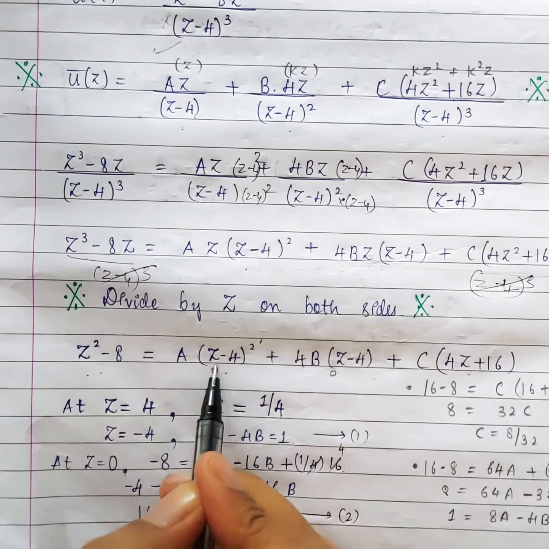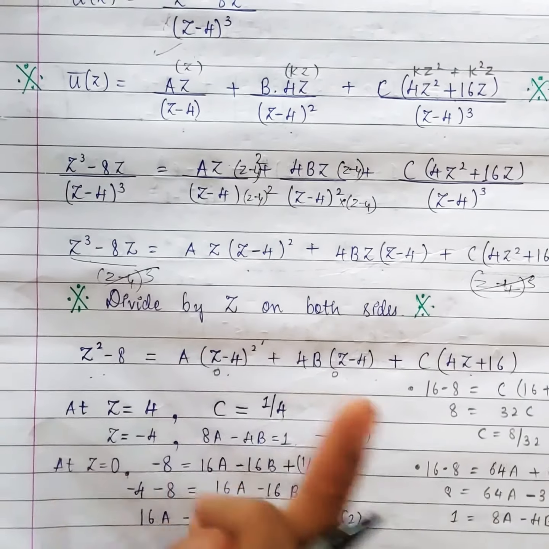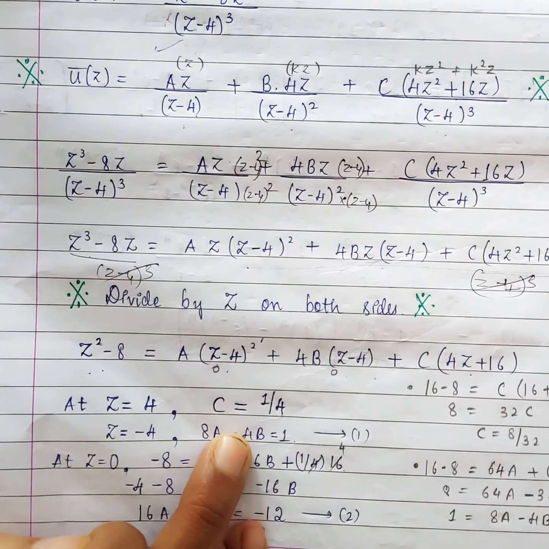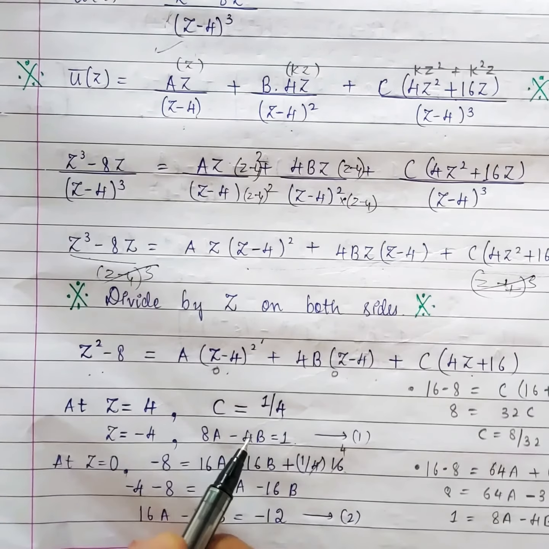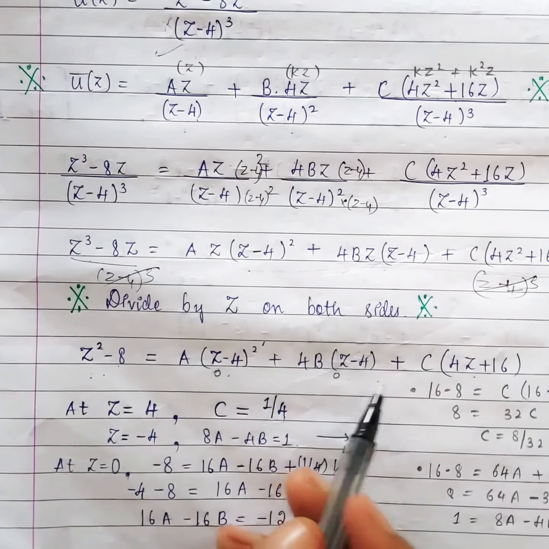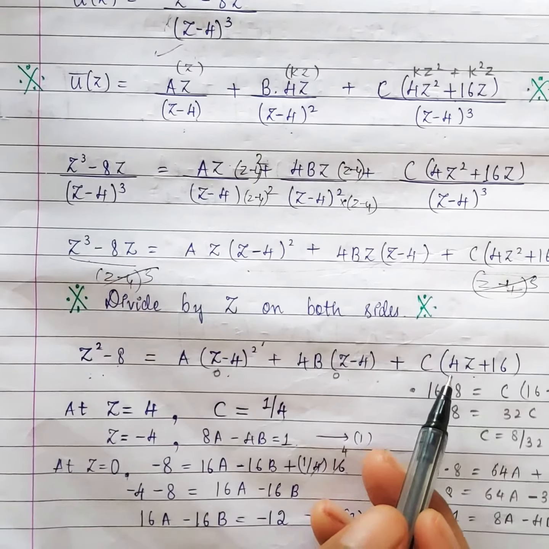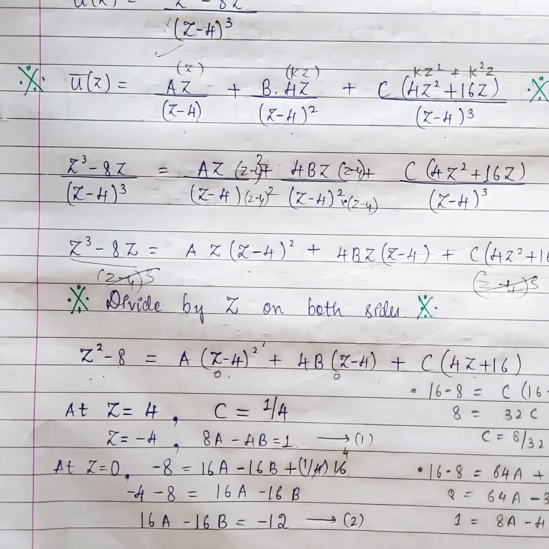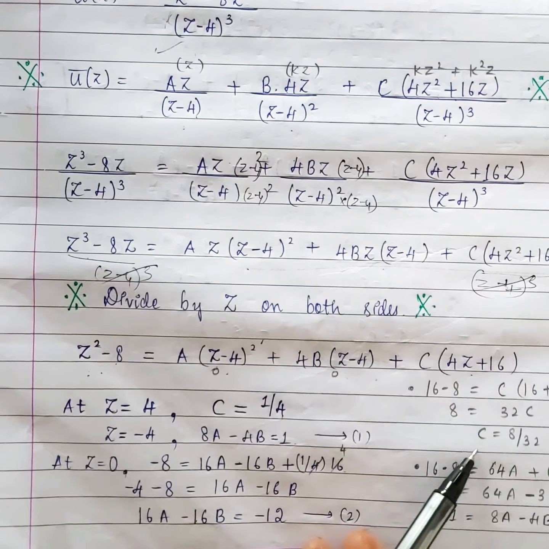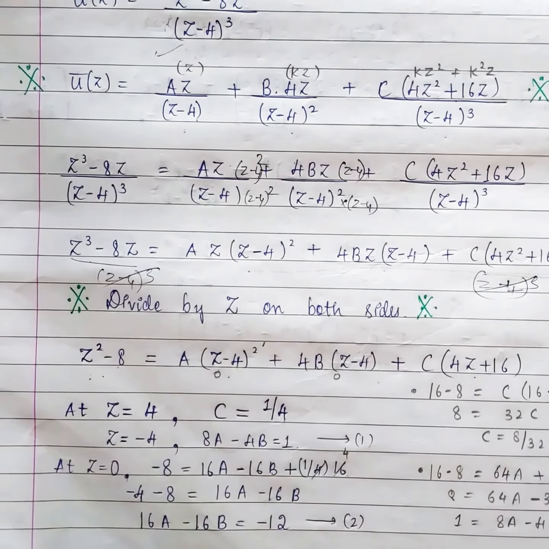Now if you substitute z as 4, this will become 0, this will become 0, and you will get c. Simplify on your own. If you substitute z as 4, what do you get? 16 minus 8 is equal to 0 plus 0 plus c into (16 plus 16). So 8 is equal to 32c, c is equal to 8 by 32, that is 1 by 4.